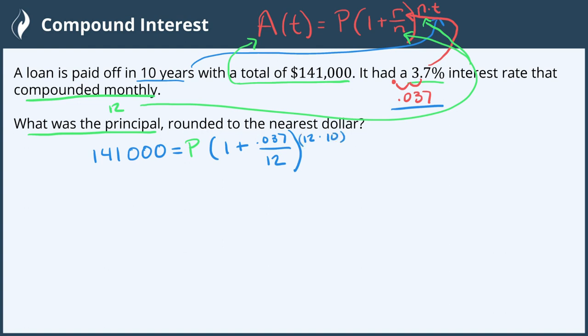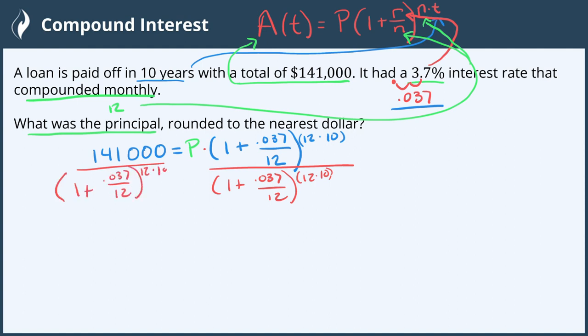Now we need to solve for P. This means to isolate P. Because P is being multiplied to all of this, we'll just divide both sides by all of that. So we end up with dividing by 1 plus... it cancels on the right side, leaving us with just the principal, which is what we're looking for.